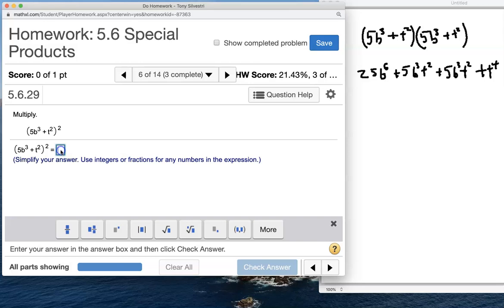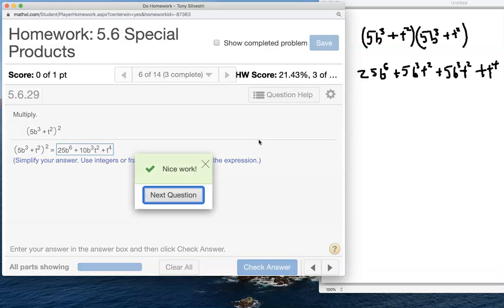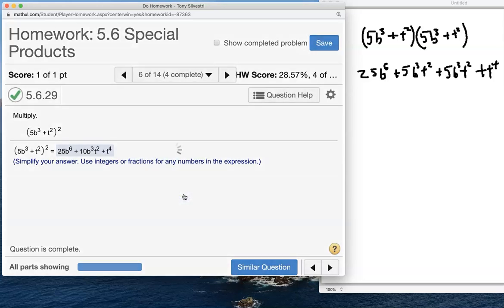25 B to the sixth power. 56. No, it's 56. I can't even read my own writing. 5 plus 5 is 10. These are the like terms. 10 of those B cubed T squareds. And then we're at last, T to the fourth power. Hit enter. Nice. Special.